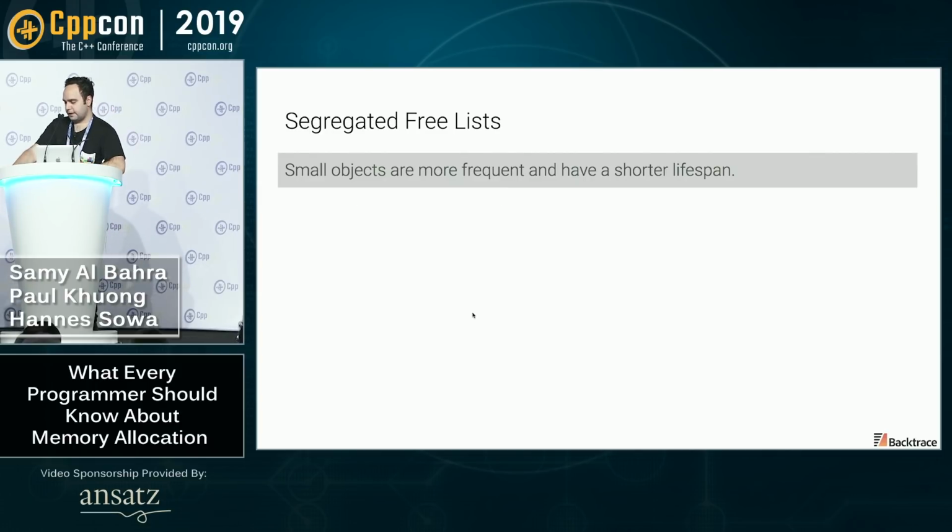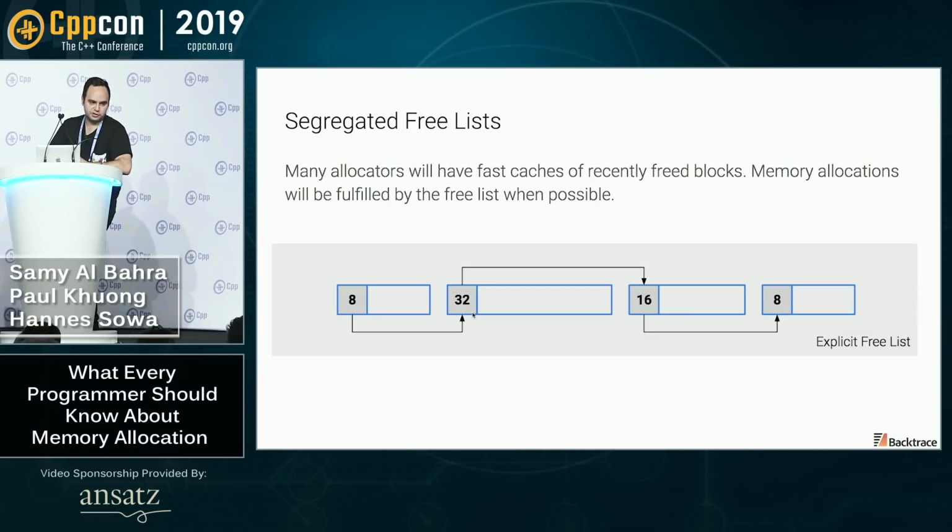Cool. The other thing I wanted to introduce, a key design concept in a lot of allocators today, is the notion of a segregated free list. A common assumption all of them will make is that small objects are more frequent and have a shorter lifespan. So generally speaking, there's going to be a code path that is optimized for these objects. Typically you'll have a cache either at the thread level or at the arena or heap level, depending on your allocator, which is used to fulfill all incoming allocation requests. You'll have some kind of cache of the recently freed blocks, and memory allocations will be fulfilled from there when possible.